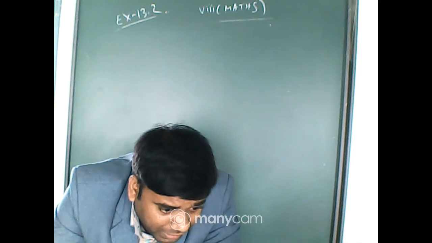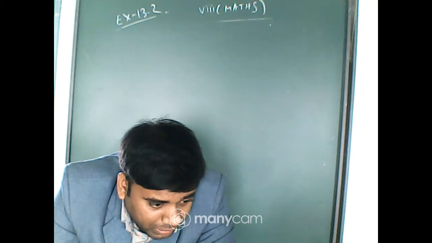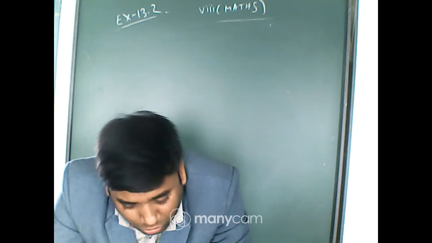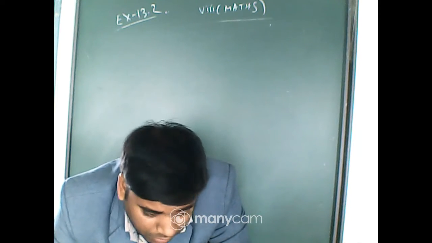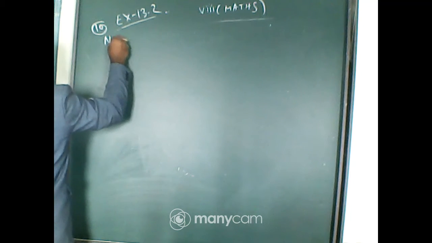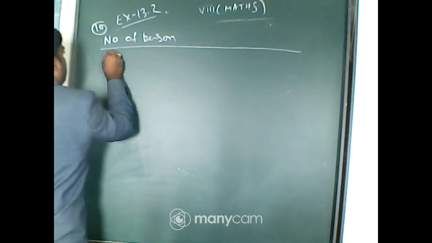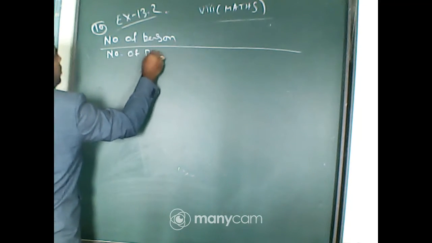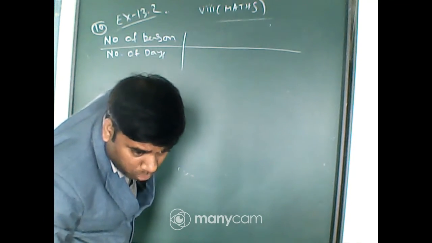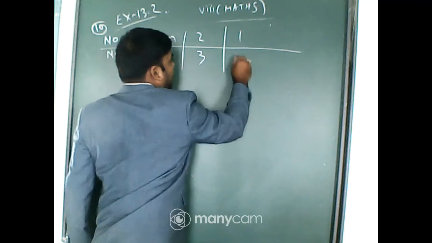Two persons could fit new windows in a house in 3 days. One of the people fell ill before the work started, how long would the job take now? It's also a very easy question. So first make the table: number of persons and number of days. That is question number 10. If 2 persons complete it in 3 days, and if one falls ill, so it will be 1 person, how many days will it be?